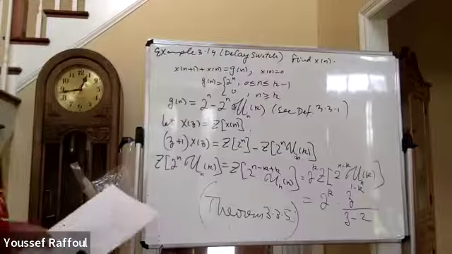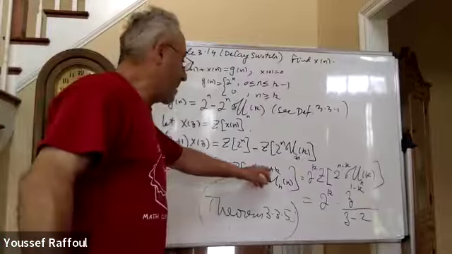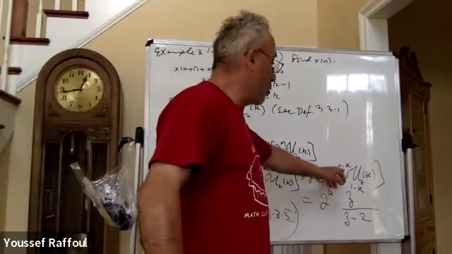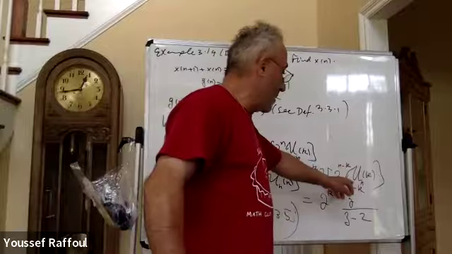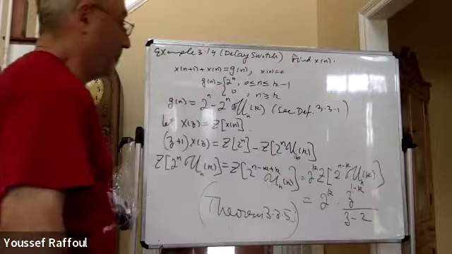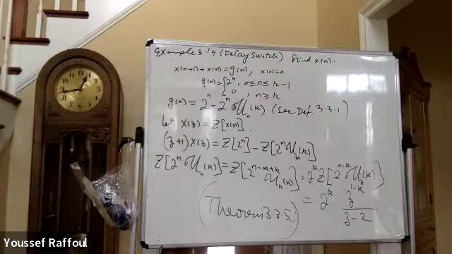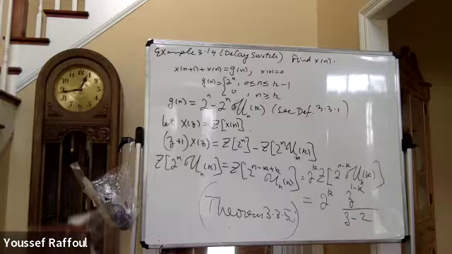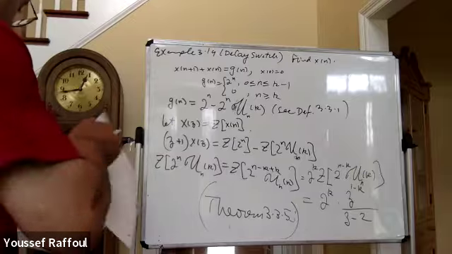Okay, why did I add minus k plus k? Because I know a formula for Z of 2 to the n minus k times u(n minus k), and that is equal to that. Okay. All right. So now, what do we have now?